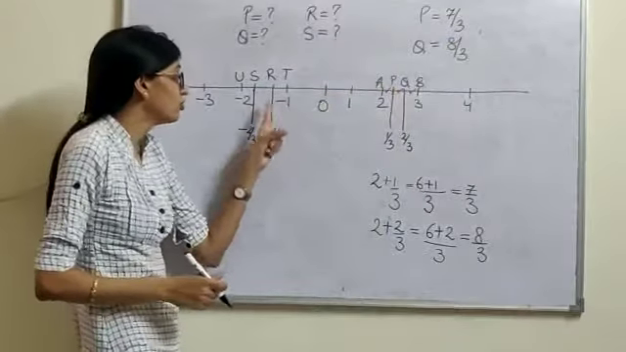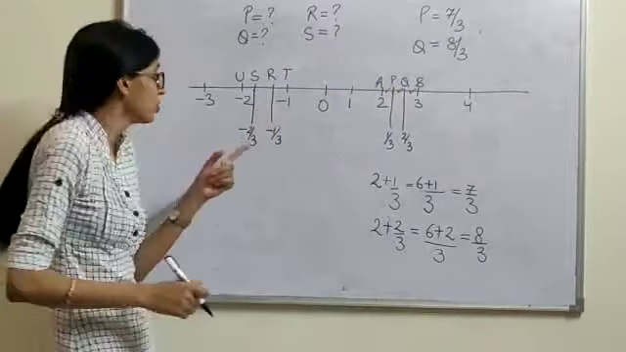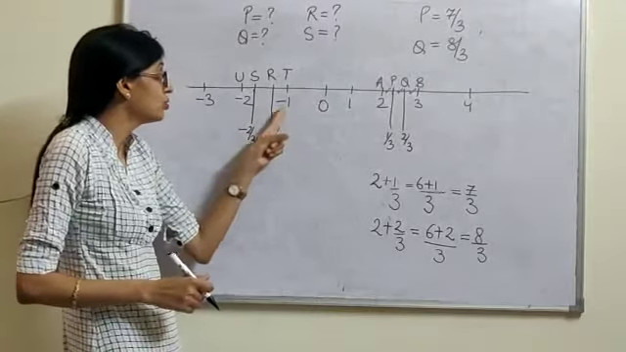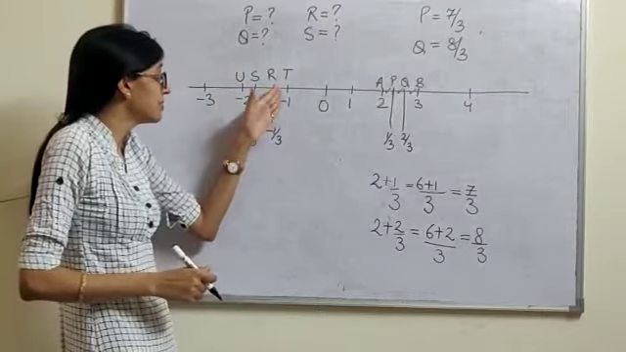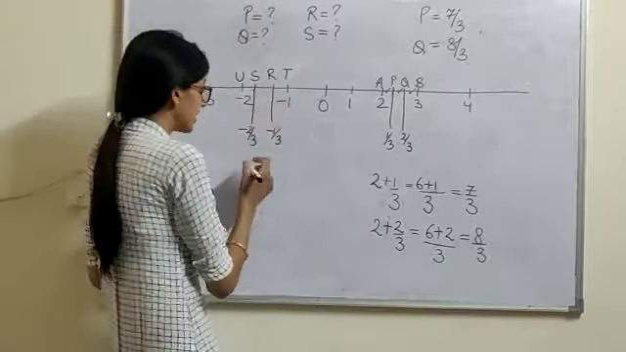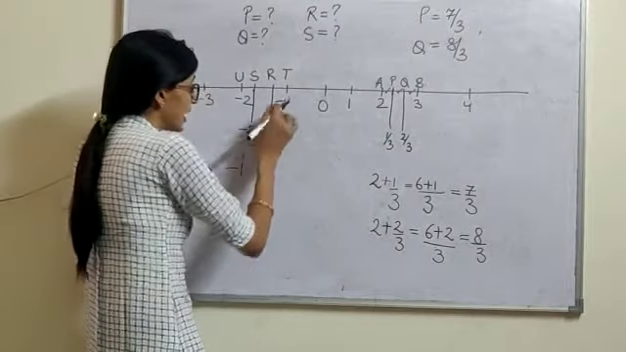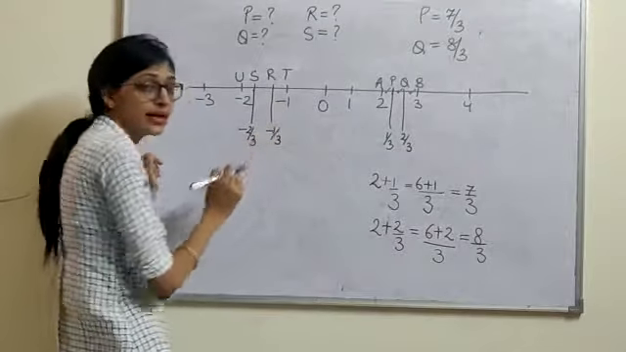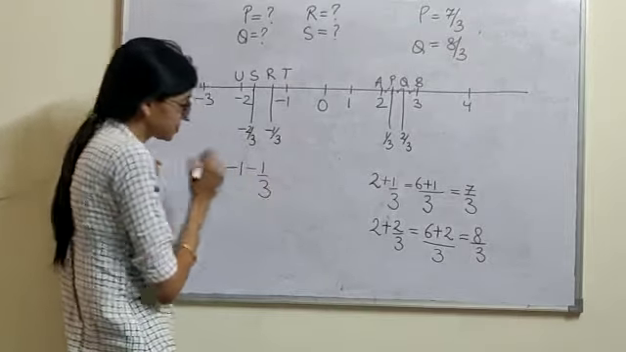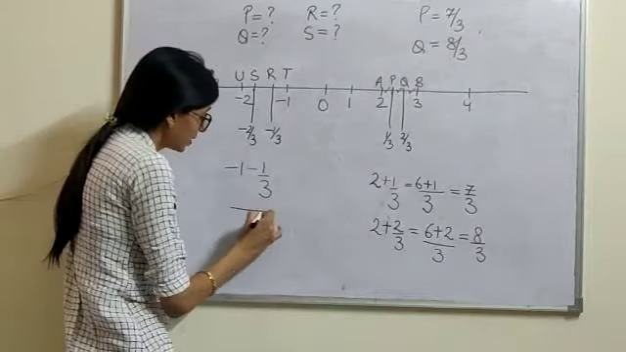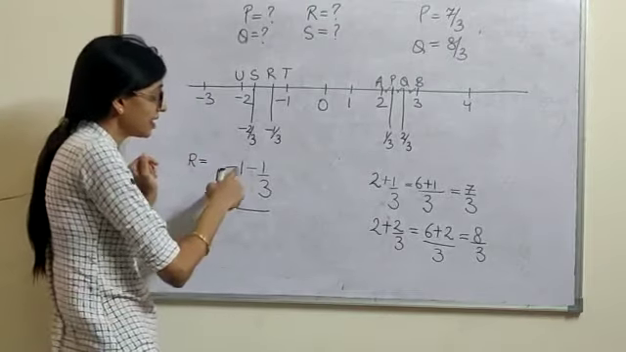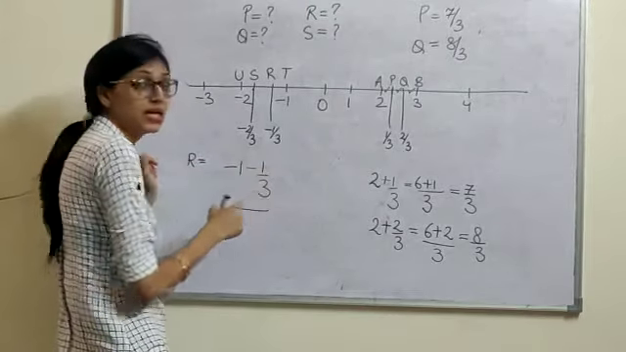Similarly, when I come to negative side, the point is minus 1 by 3. I have to subtract because the numbers are getting less. So I have to subtract something from minus 1. So from minus 1 we will subtract 1 by 3. This is the point R.